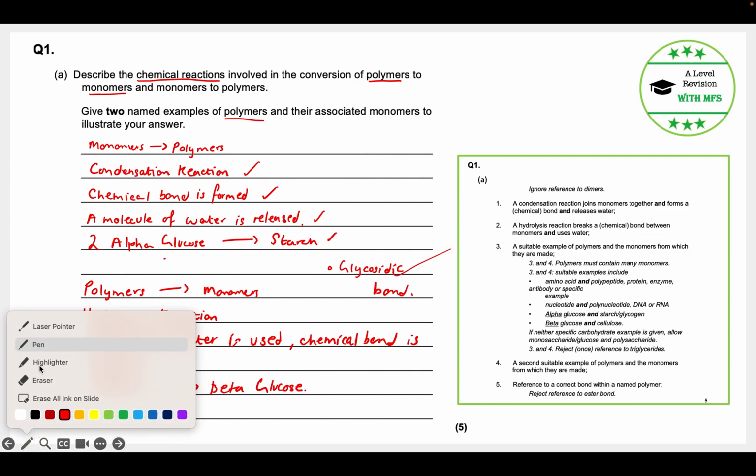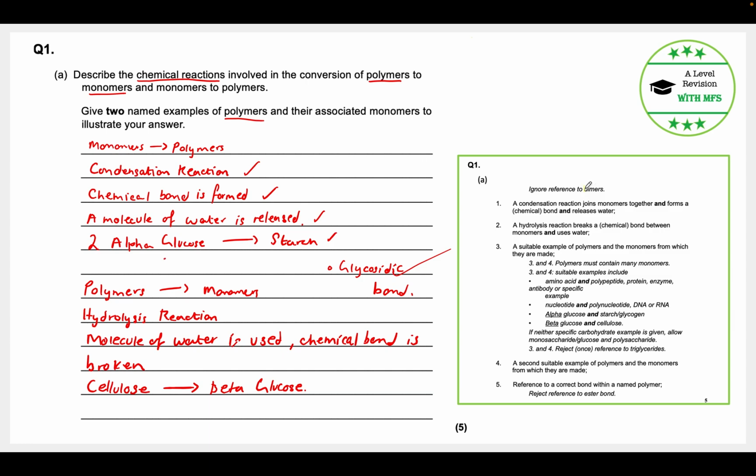Okay, so if you have a look at the mark scheme over here, the first thing it says is ignore reference to dimers. So we're not meant to talk about dimers. The first mark comes from saying a condensation reaction joins monomers together, which we've said, and that's the thing you need to have, and forms a chemical bond and releases water in the process. So as you can see, we've said that over here, and that would be worth 1 mark.